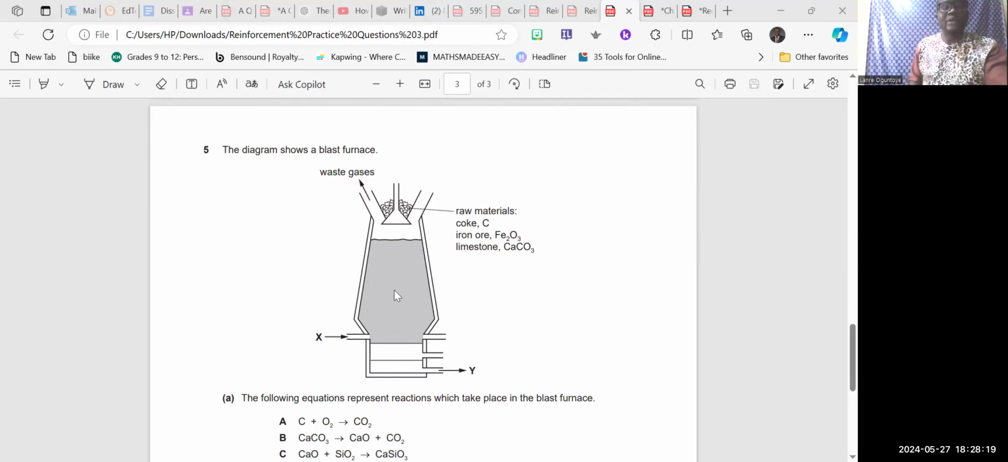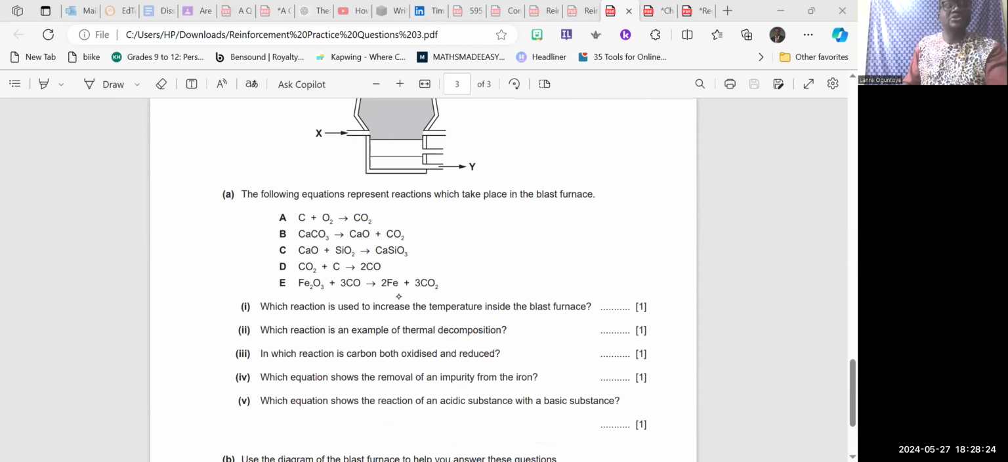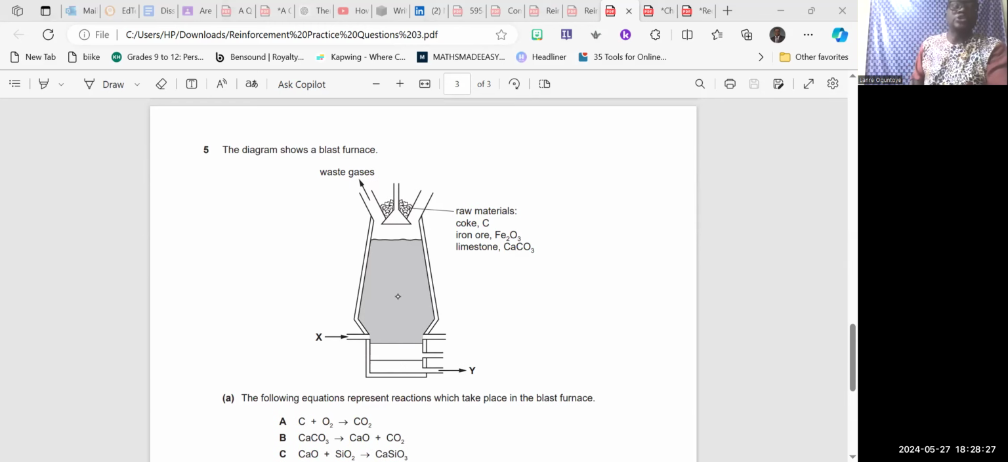Can you see the label? What do you think Y will be? Is it a multiple choice question? Oh, it's theory. So what is Y? What will come out of Y? Molten slag? No, this is slag. I told you that slag is less dense, right? Slag is less dense. This is iron, molten iron.